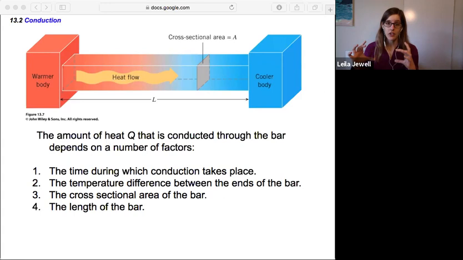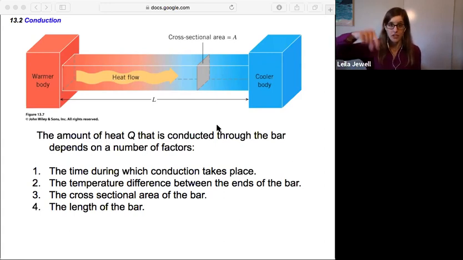Similarly, the cross-sectional area of the bar. If it's a larger cross-sectional area, then you'll get more heat flow, right? You get more heat when you stick your full hand on the hot pan, versus if you stick just your fingertip. I don't recommend either, for the record. I'm just really talented at burning myself by accident.